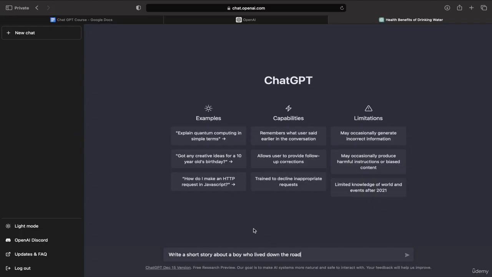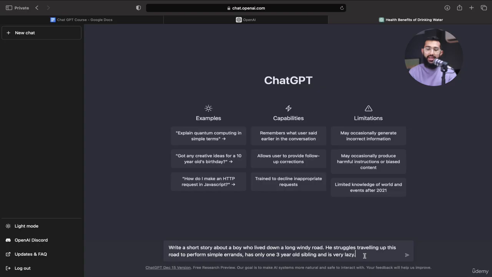So if we go back into ChatGPT and we go back to the creative writing piece where we wanted to write a short story about a boy who lived down the road. Now, while this is short and say concise, I wouldn't say that it's very clear what we're after. It just says we want a story about a boy who lived down the road. I'm sure that there are a lot more details that you want in the story that you haven't explained to ChatGPT if you provide a prompt like this.